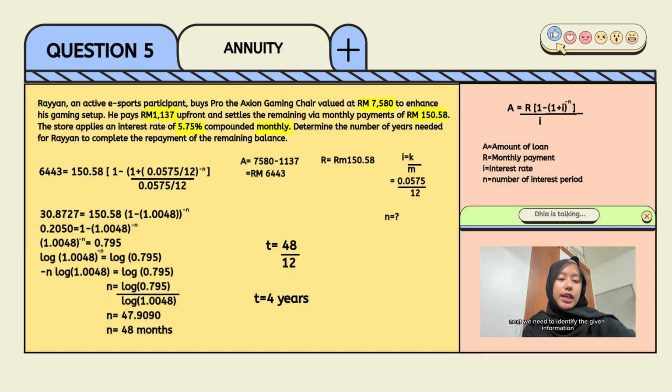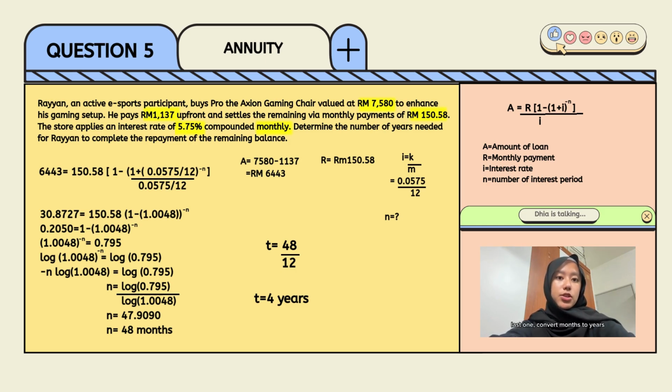Next, we need to identify the given information. The interest rate is 5.75% per annum compounded monthly. So the monthly payment is 150.58. And substitute the values into the formula. We also need to substitute the value of i and rearrange the equation. Last one, we need to use logarithms to find n. Since the variable n is in the exponent, logarithms are used to solve for n. After solving, we obtain the total number of monthly payments.